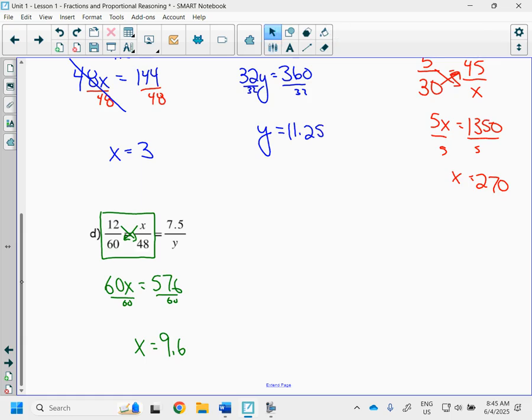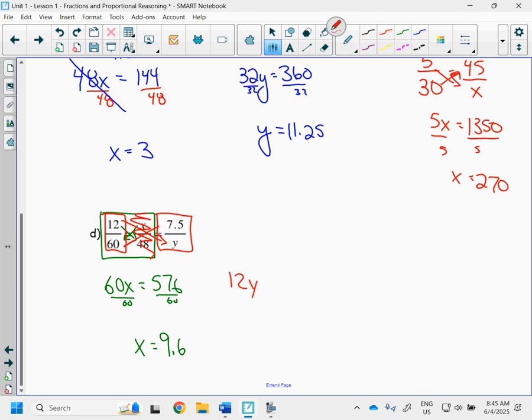Now, I did say you can't solve a triple, you solve a double. So how do we do the next part? I just pick two to solve at a time. So I'm going to use the 12 and the 60 and that one. I'm going to ignore the middle one and pretend it doesn't exist. So I'm going to do 12 times y and 60 times 7.5. 450 for that one. I want to get y alone. We're going to divide by 12. You should get 37.5.